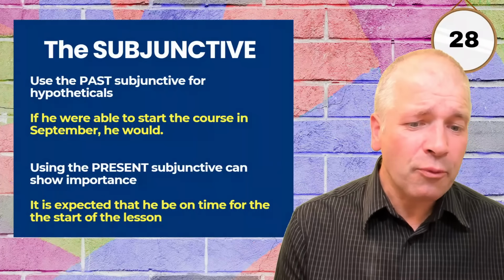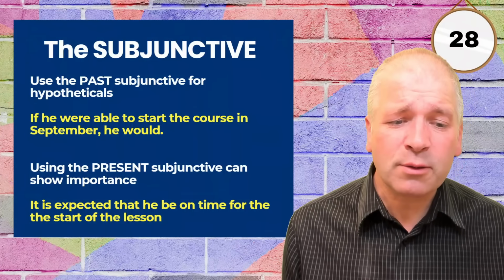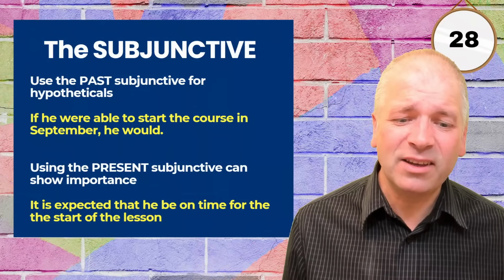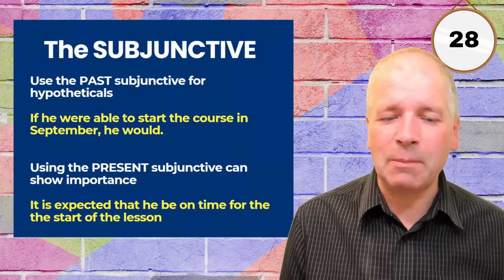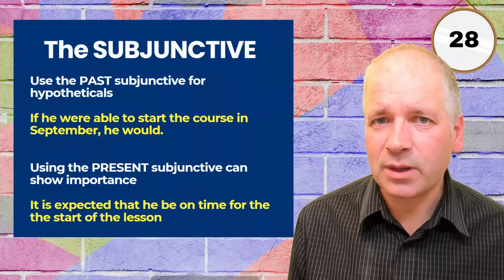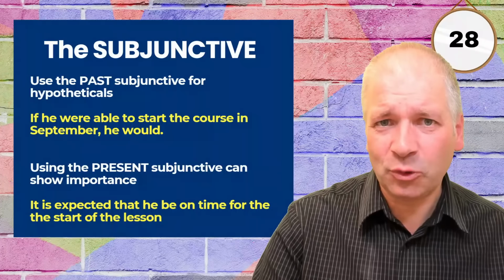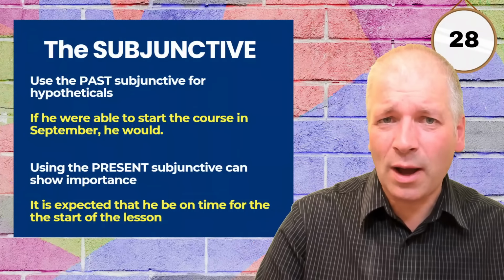Or we can use the present subjunctive when we just want to show importance. It is expected that he be on time for the start of the lesson. So be here is the subjunctive and it's showing importance of the situation, but it's considered to be quite formal.